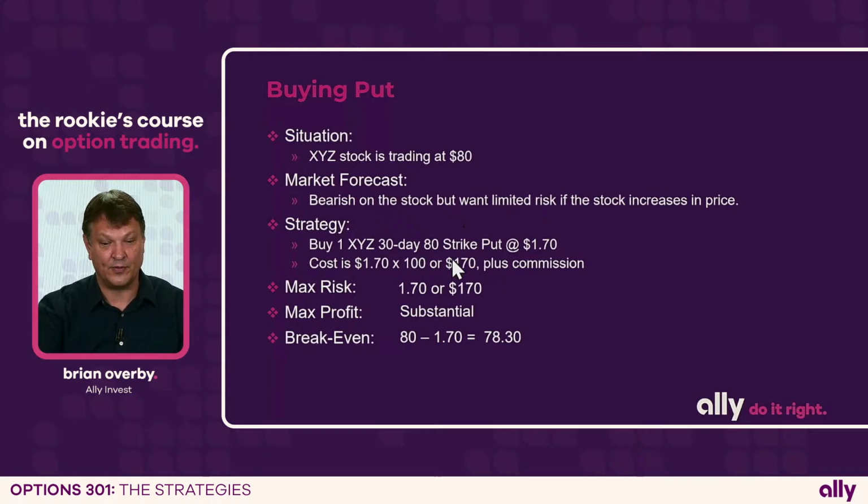But if you do that, we have a 30-day 80 strike put. It's an at-the-money put option, trading for $170 plus commission. Notice it's only 30 days. That's why it's cheaper. We were talking about 90 days with the call. I just changed it up a little bit. Substantial profit, can't say unlimited because the stock could only go to zero. Only, I say, in quotes. Max risk is that $170, and your break even would be the strike minus $170.